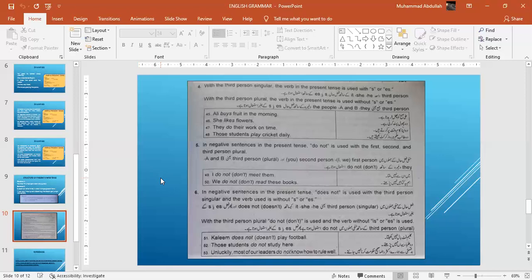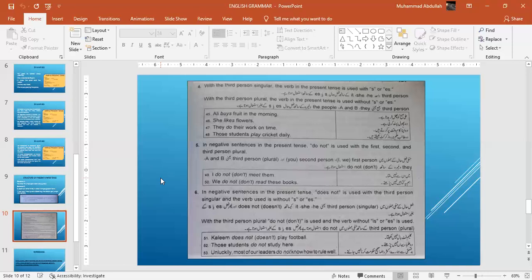I do not meet them. I is the subject, do not the helping verb, and then meet is what? First form of verb. Them is object. Okay, now let's see the next sentence. We do not read these books. We is the subject. It's first person, plural. Do not is the helping verb. Read, first form of verb. These books is the object.